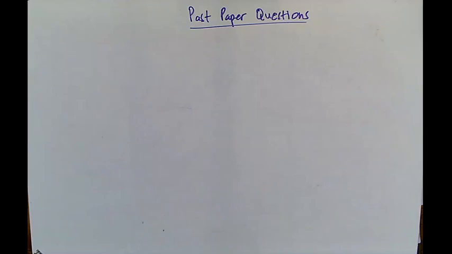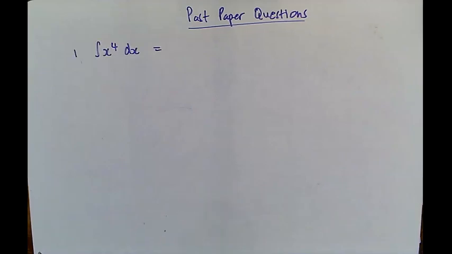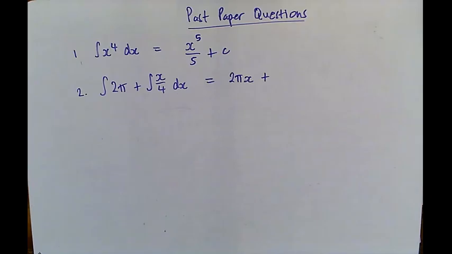Right, so past paper questions. These are some from the past papers. Right, so we have the integral of x to the 4th. Add 1 to the exponent, copy it in the denominator, plus c. Then we have this one, number 2. Notice that there's no x here, so that means all of this is a constant. This means we will add x to it.